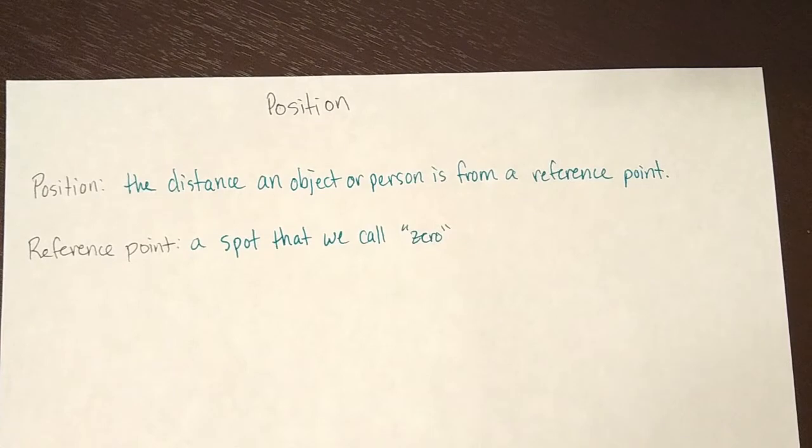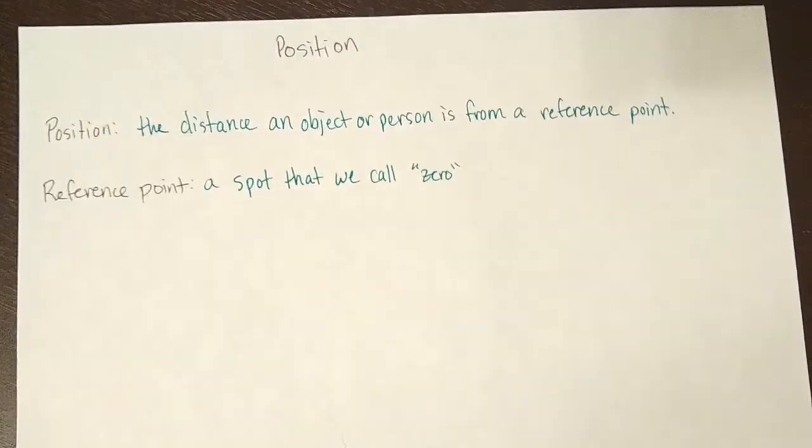It could be from your bed, right? That's where we start each day. Then your position would be how far you are from there. Your position could be your desk, could be your locker. It really could be anything that you want. When we were doing the sensors, 0 was our reference point, okay?